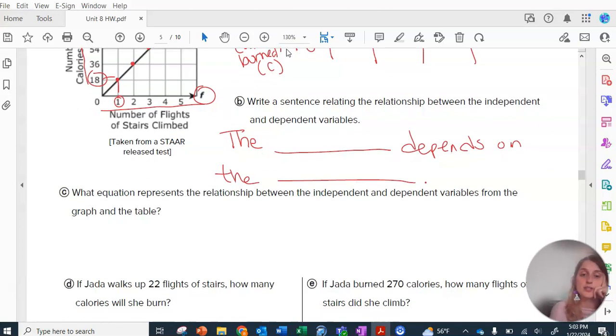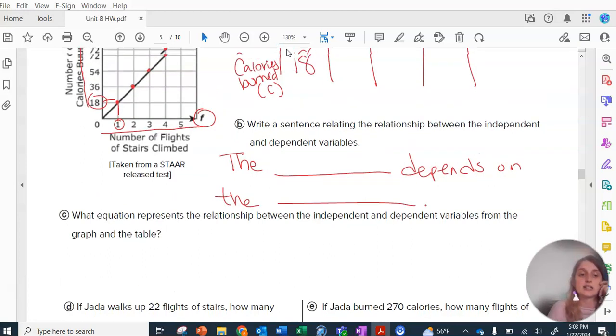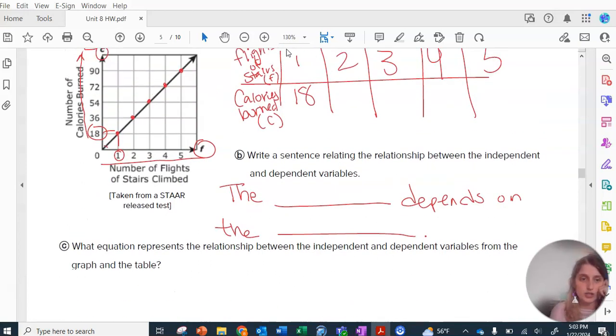What equation represents the relationship between the independent and the dependent variables? So I can see right here, maybe I should have included it in my table, that my graph passes through the origin. So that's 0, 0. That tells me that this is a multiplicative relationship. And fortunately, when I write multiplicative relationships, I'm looking for the unit rate, the 1 something equals this many calories, 1 flight of stairs, and I already have it right here, so I don't need to do any extra math.